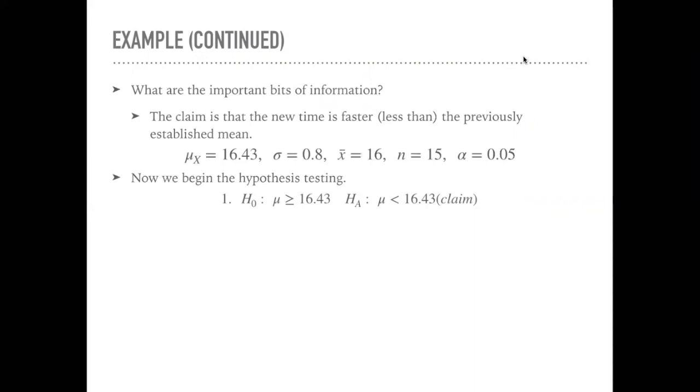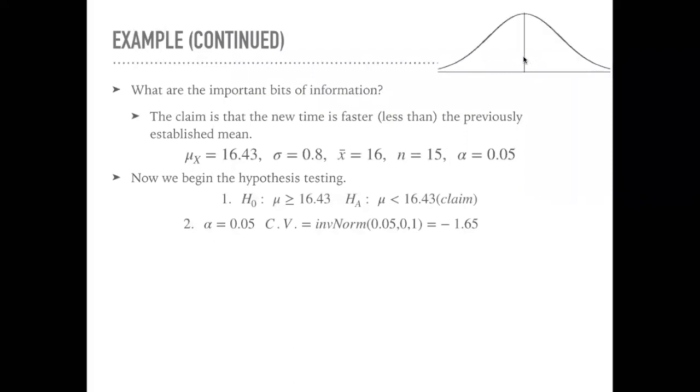Then we would say, okay, what's my level of significance, or what's alpha? And then use that as we find our critical value. Remember that you're going to have to pay attention to whether you have a left-tailed test, right-tailed test, or two-tailed test. But then we can go ahead and fill this information in on a picture to help us visualize things.